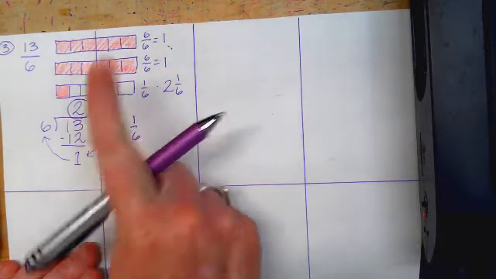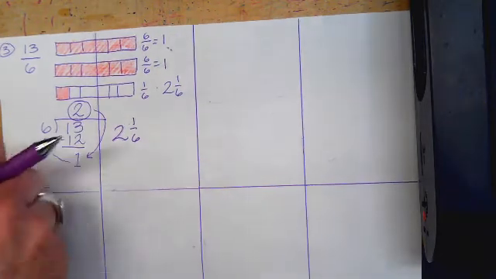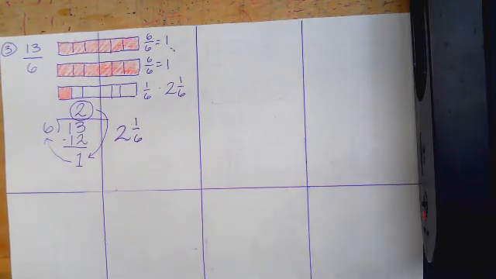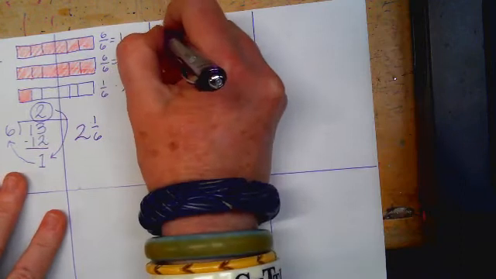So you can either do it like this with pictures, or you can do it like this with the algorithm, or you can be fancy like me and you can do it with both. Let's do the last one, number 4. We're going to also do it both ways. So here we go. Here's number 4.